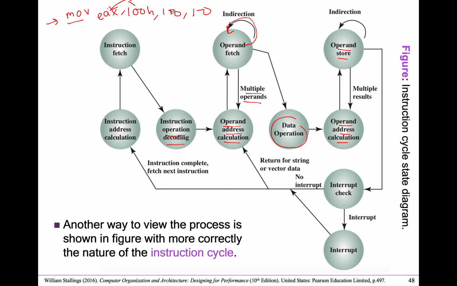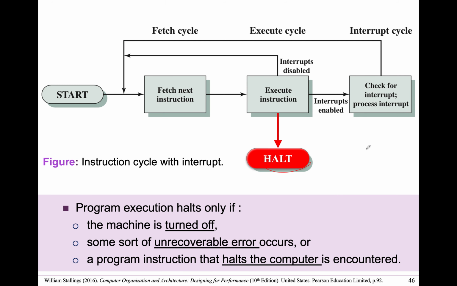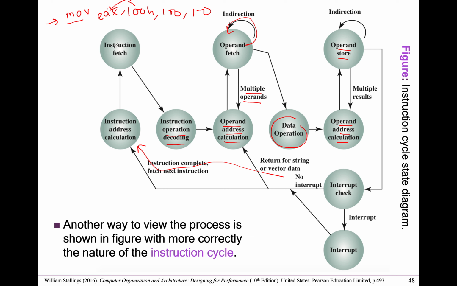Then you do the interrupt check, if you enable your interrupt. If your interrupt is enabled, you check on your interrupt. If there is no interrupt, you go back to your first step. But if you have the interrupt enabled, you handle the interrupt and then go back. You also return for the string or vector, and over here again you continue looping.